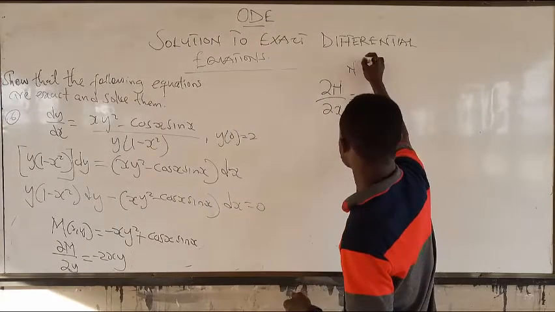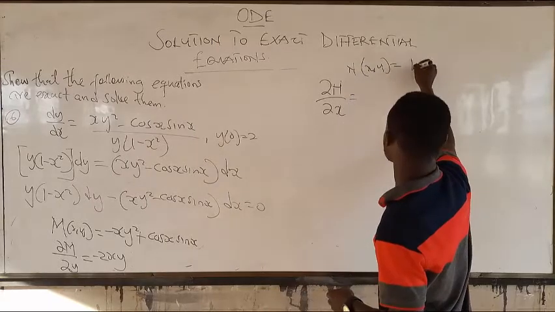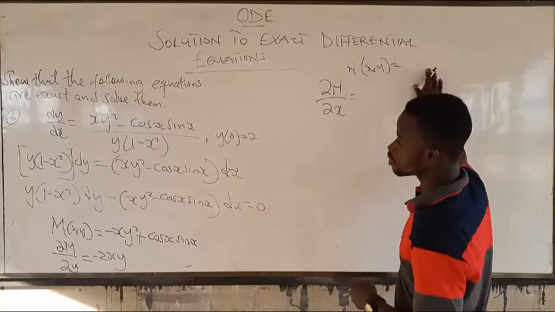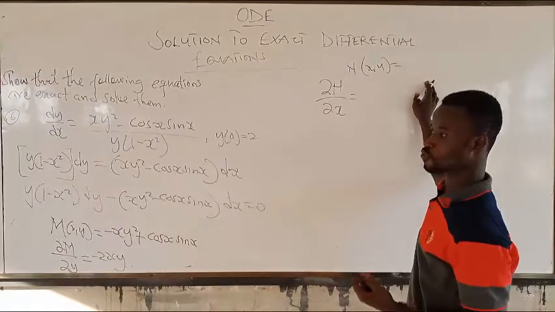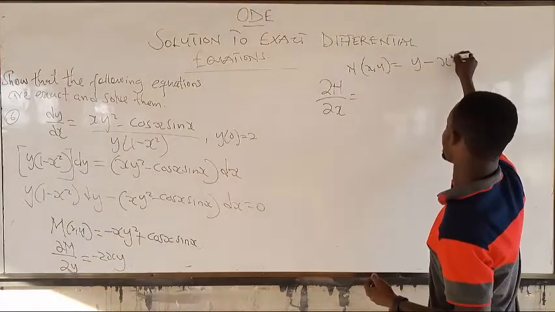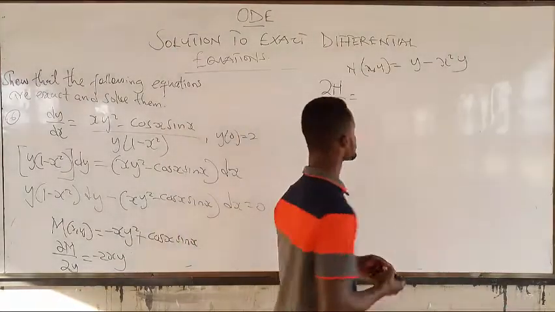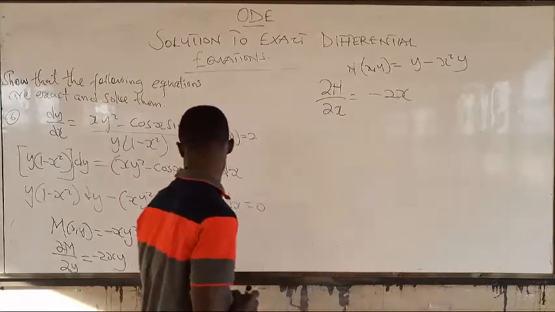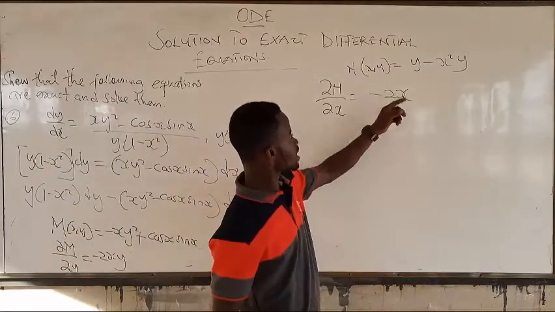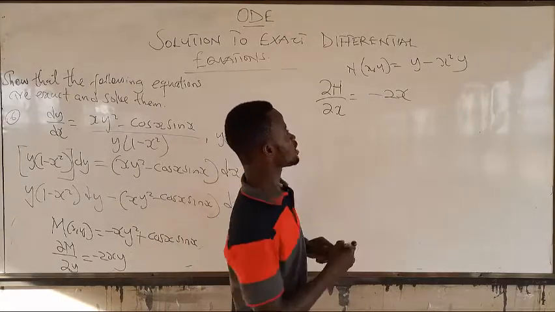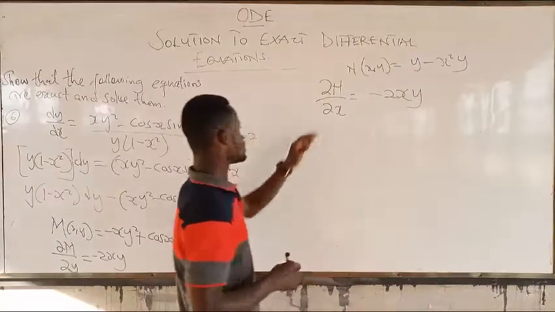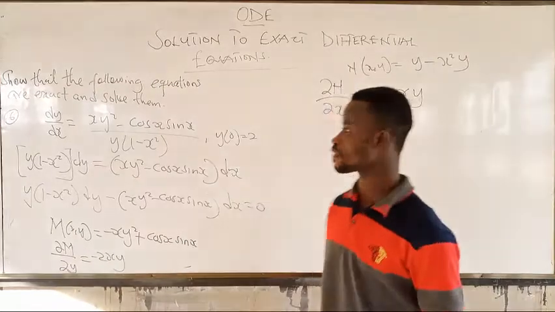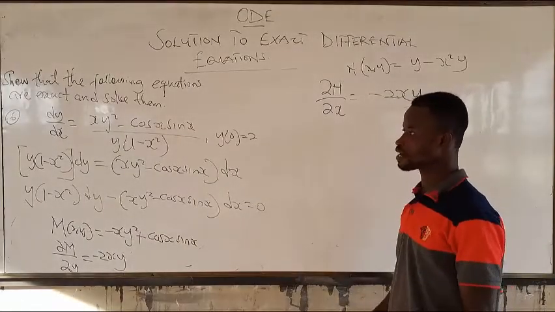And with this, our N is just going to be 1 minus x squared. Sorry, here we have to expand it so that we get it in the simple form. Okay, so here we get y minus x squared y. Multiply these two out. So treating y as constant, we get negative 2s. So you can see that here we are treating y as constant. Oh, so here will be negative 2xy. So this is equal to this. So we are saying that this differential equation is exact. So we move on to find the general solution.